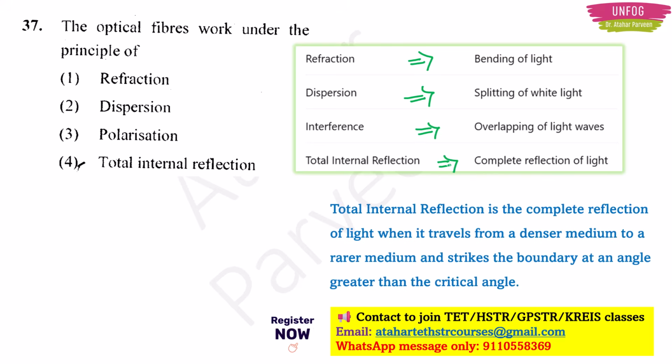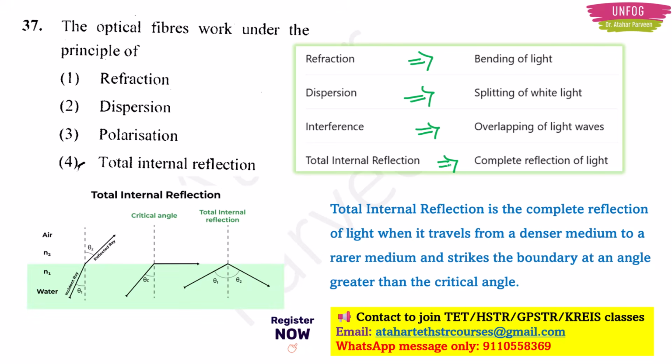Total internal reflection means there is a complete reflection of light when the light travels from a denser medium to a rarer medium. At that time the light strikes the boundary at an angle which is greater than the critical angle. At that time the total internal reflection happens. Okay, so you can see the figure and you can easily understand the concept of total internal reflection.